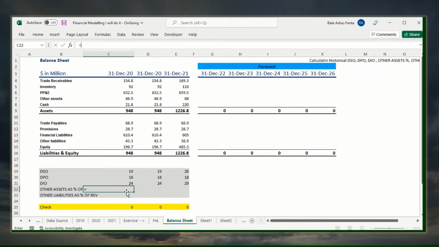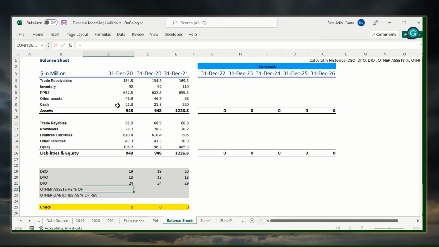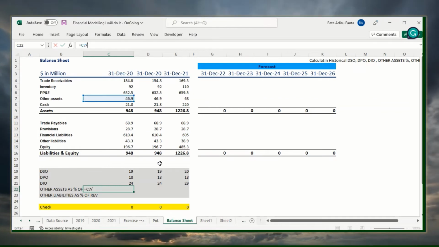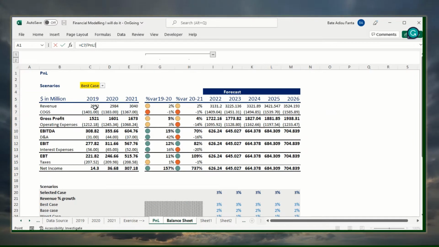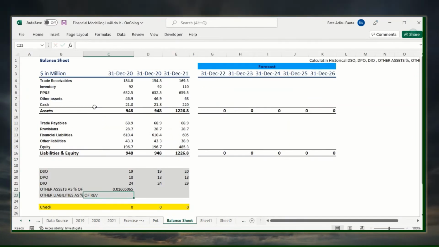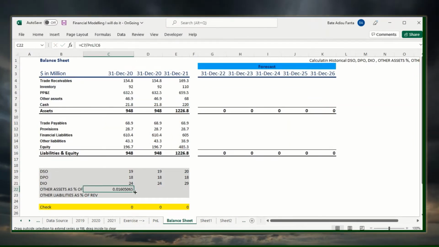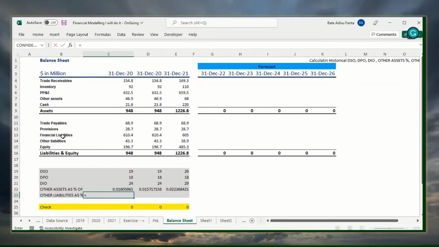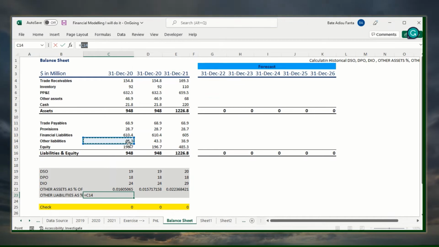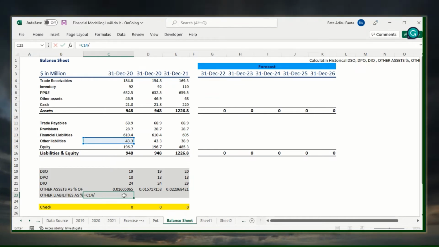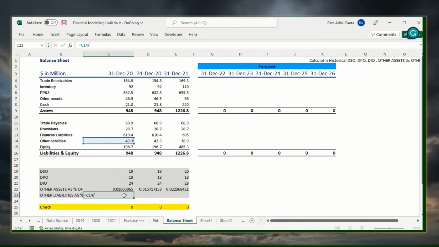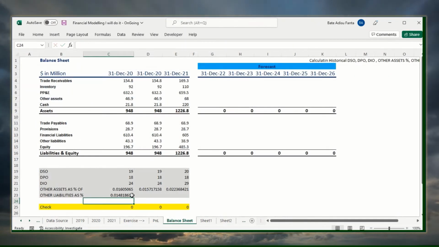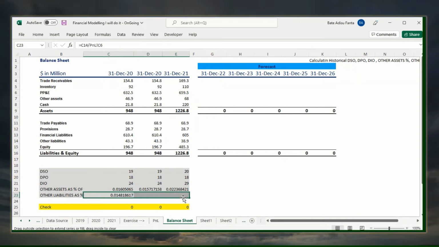Coming to other assets, well, this is very simple. We just simply take this one. We have other asset here, and then we divide other asset by total number of revenues in that given year. That's it. For liability also, we have other liabilities here. We take liability and then we put it in terms of revenue.